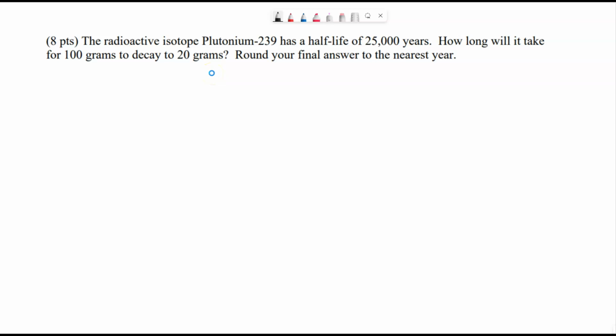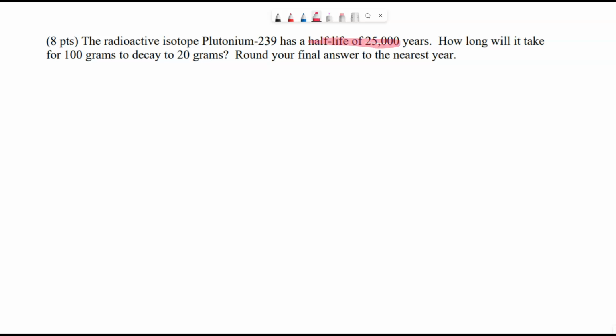The radioactive isotope plutonium-239 has a half-life of 25,000 years. How long will it take for 100 grams to decay to 20 grams? Round your final answer to the nearest year. So the first thing we need to do is this statement.